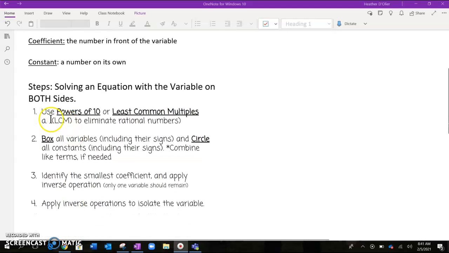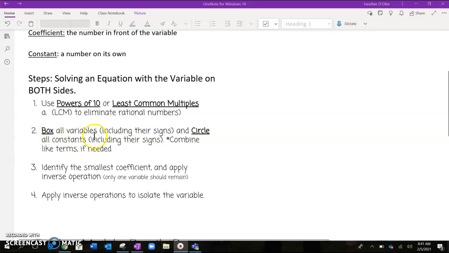We have steps. We can use powers of 10 or the least common multiples to eliminate rational numbers. Since we're focusing on decimals, we're going to be using powers of 10. Then we box all our variables, including their signs, circle all constants, including their signs, then combine like terms if needed.